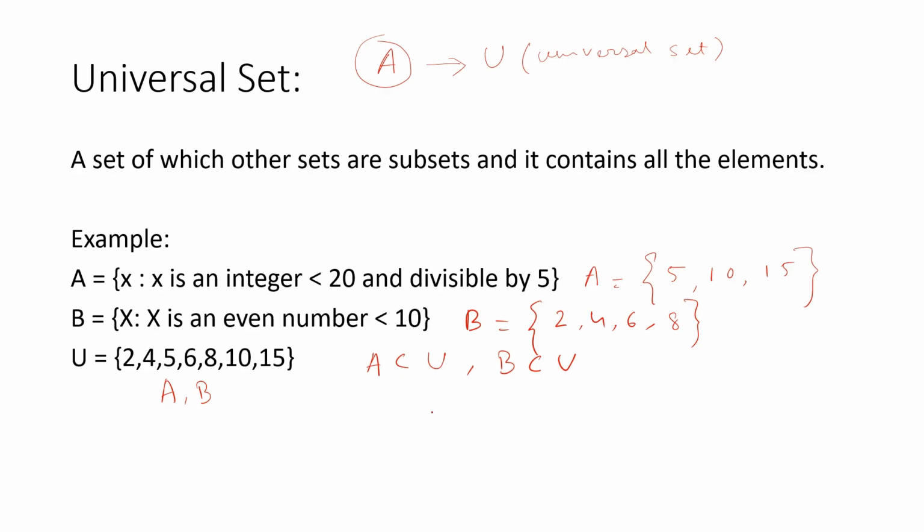And how do we represent the universal set? By drawing a square. This is set U, and this is set A, and this is set B. In this case, A and B are disjoint because there are no common elements between A and B. That is why we have drawn A and B not overlapping. So this is the Venn diagram of a universal set that contains two disjoint sets A and B.